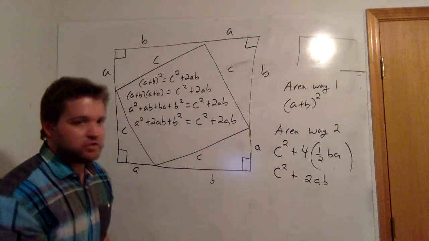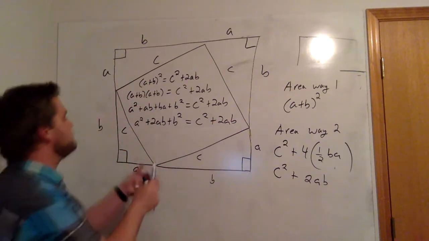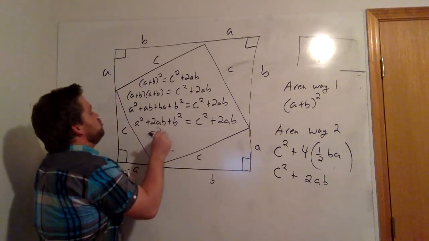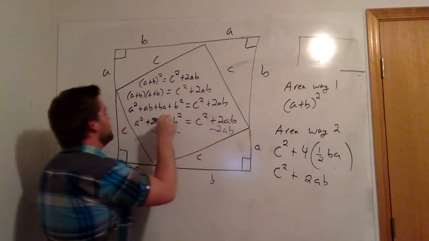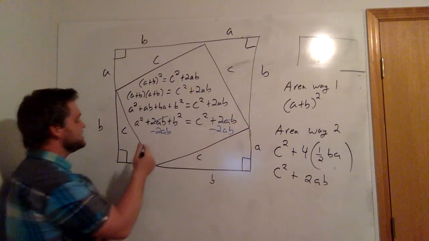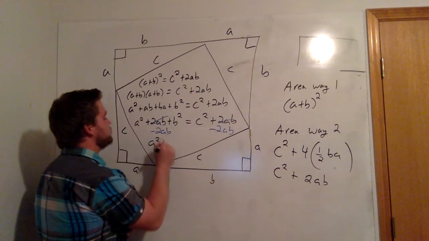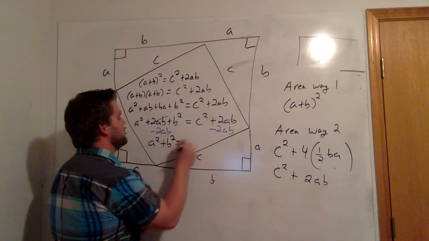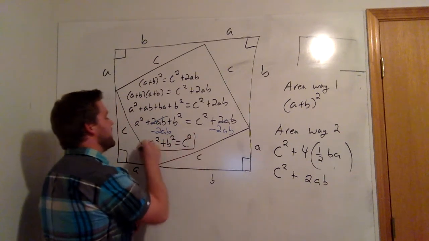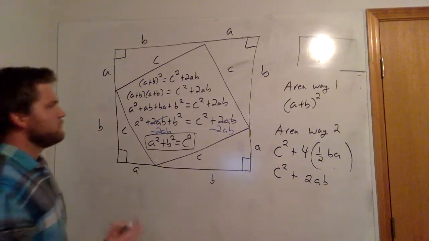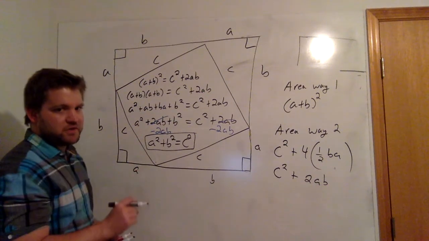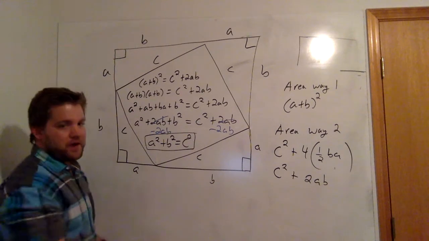Now try not to get too excited, but notice what happens. I could subtract 2ab from both sides, and what are we left with? The beautiful, the famous, the timeless, that a squared plus b squared must be equal to c squared. The Pythagorean theorem. So that's my first argument, an algebraic argument of why the Pythagorean theorem here is true.